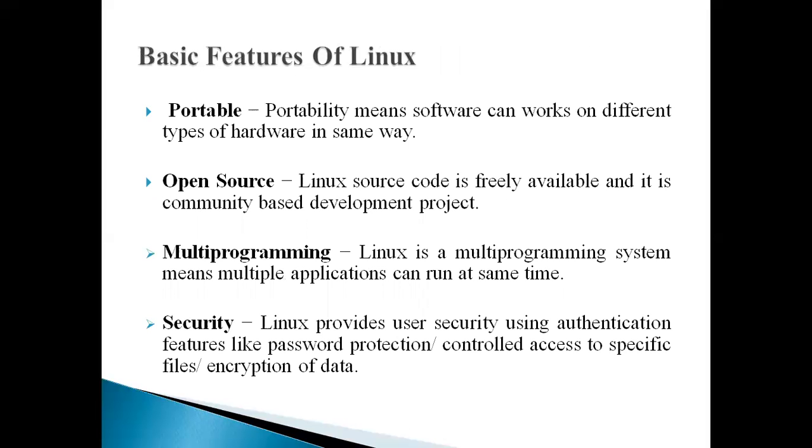Coming to the basic features of Linux. Linux is portable, open source, multi-programming and secure. Portable means the software can be developed on any type of hardware. Open source means it is freely available and anyone can download it from the internet. Multi-programming because multiple applications can run at the same time. Linux is mostly secured using authentication features like password protection, controlled access to specific files, and encryption of data. Most businesses use Linux for its security.